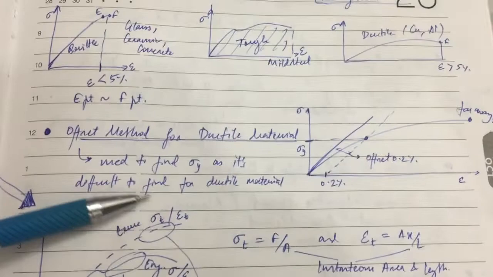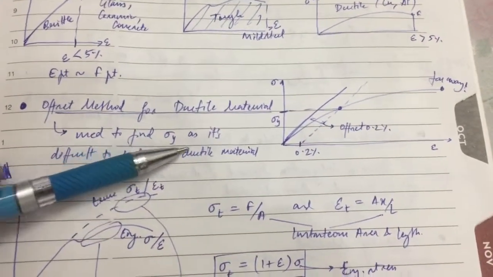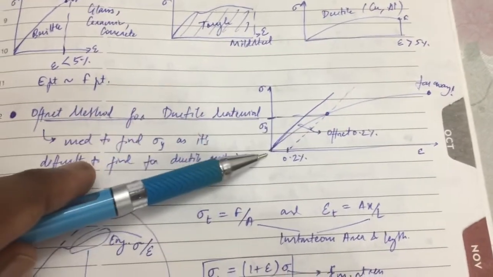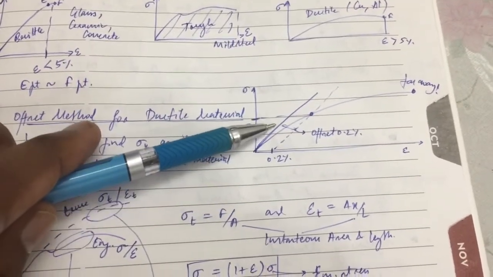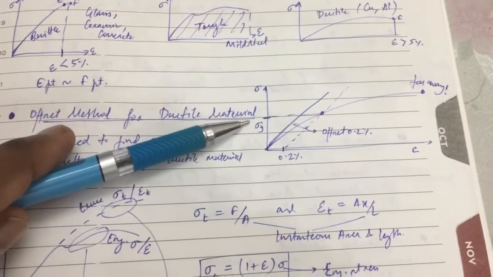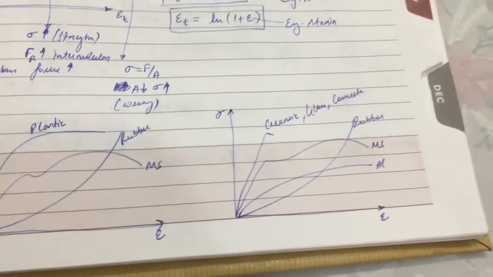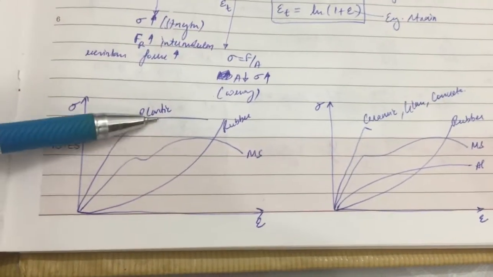This is for ductile materials, which are copper and aluminum. Okay, and for ductile materials we use the offset method, because it is very hard to find the yield strength from this diagram. So what we do is we take a tangent from this point and create an offset of 0.2%, and this intersection is called the yield strength.